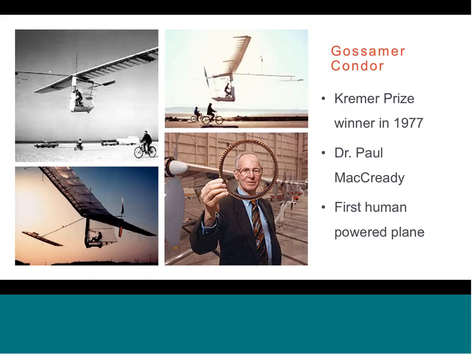So I thought I'd tell a fun story about the Gossamer Condor. This is a picture of Dr. Paul McCready. He was the winner of the Kremer Prize in 1977. And this is a story about continuous delivery. In, I think, the late 50s, someone named Kremer, who was a rich billionaire type, was very interested in a number of different scientific endeavors, but one of them was he wanted to see if someone could build a human-powered airplane.